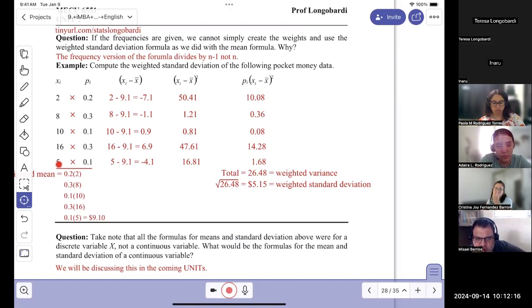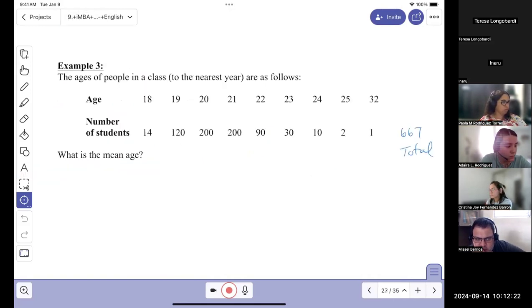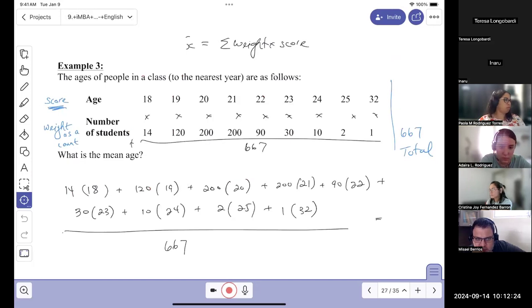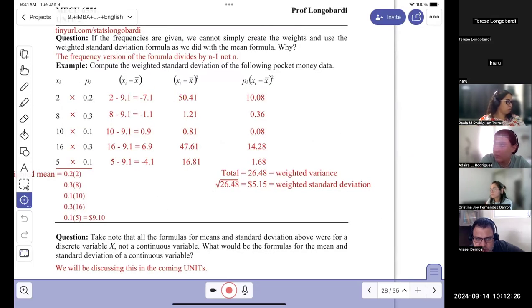Basically, I'm listing the data, I have the weights, and I want to get the standard deviation. First, I need the mean. So let me do this in Excel for you.